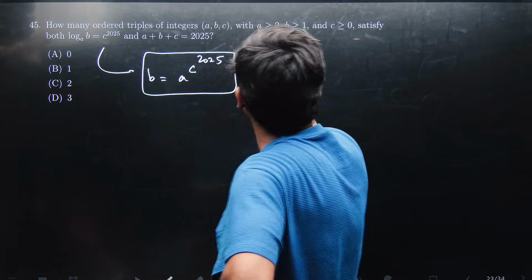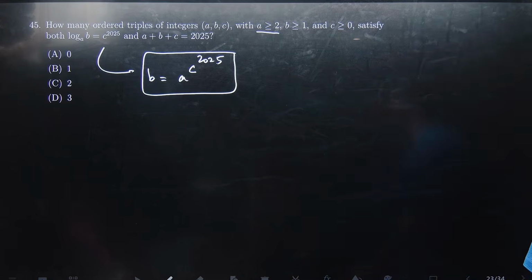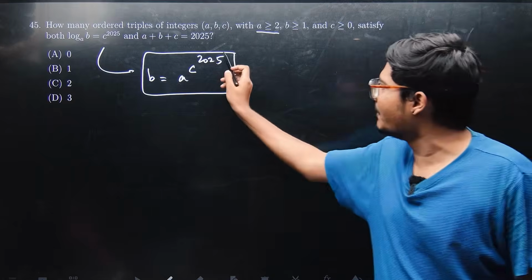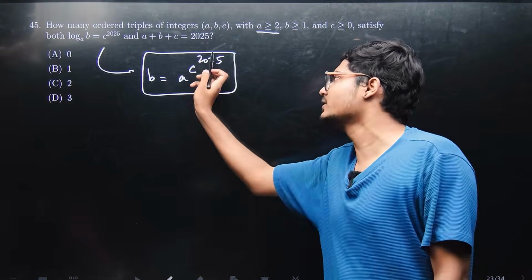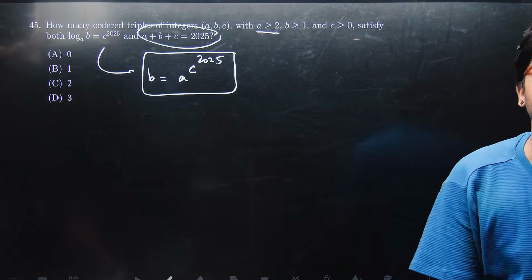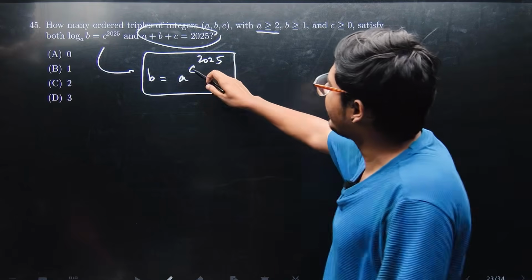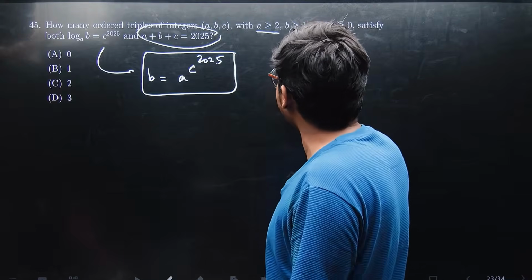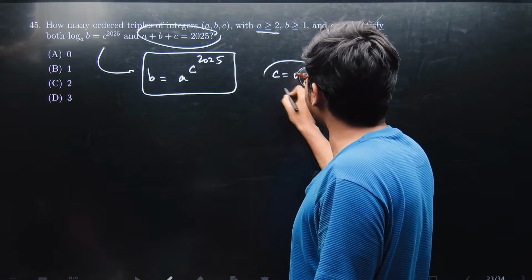Now see, a is a number that's greater than or equal to 2, right? If somehow c is also greater than or equal to 2, then this number itself becomes greater than 2 to the power 2025. But we have this constraint that the sum of these three is equal to 2025, right? So if c is somehow greater than 2, this condition won't be satisfied. So which means we can't take c greater than 2, we can take c equal to 0 or 1. These are the only two values, right?